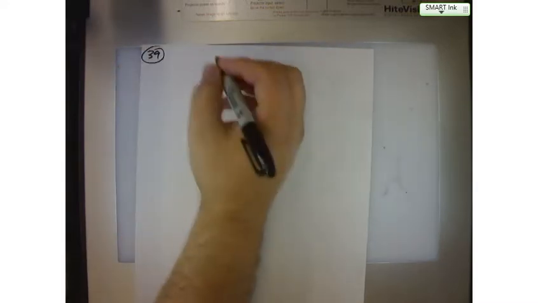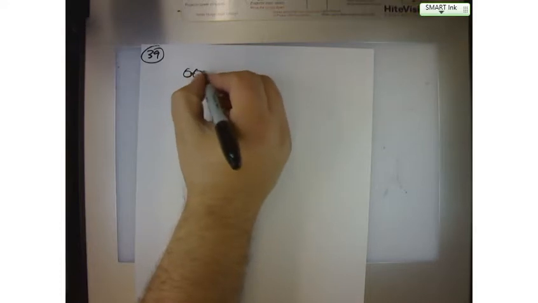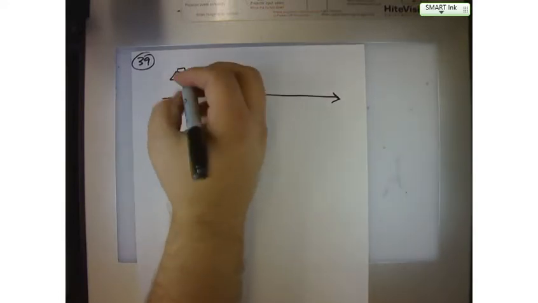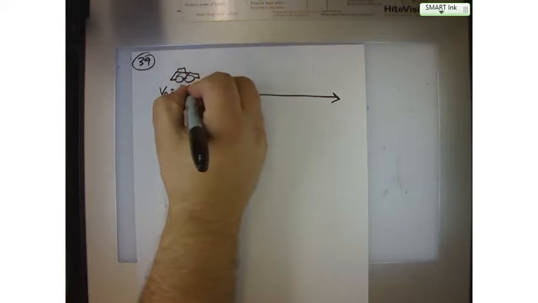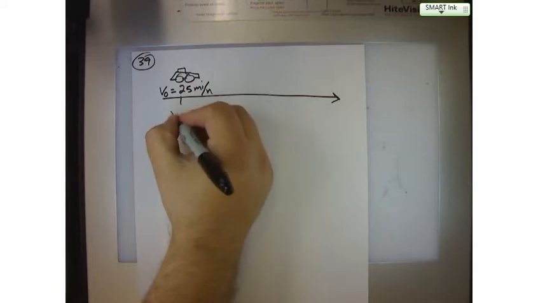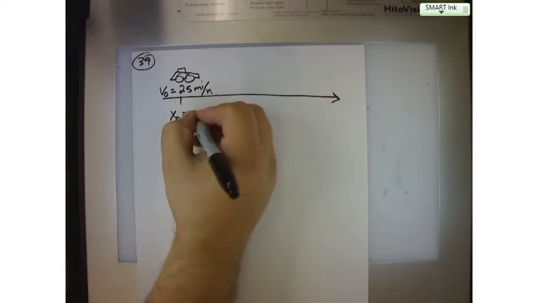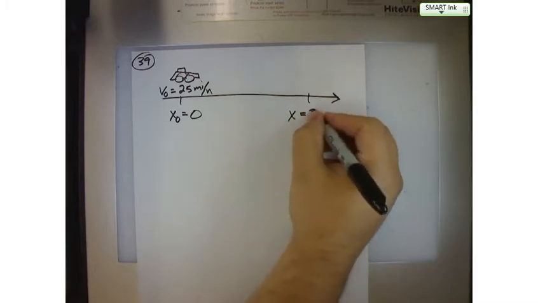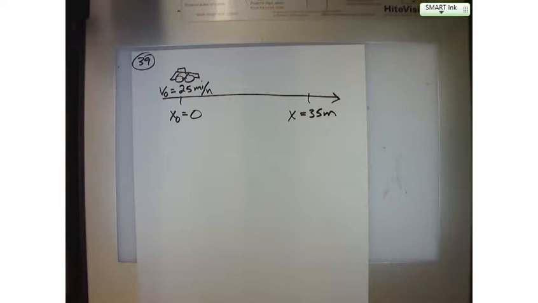Problem number 39 says that a car is already in motion. So here's my car, and its velocity is 25 miles per hour. Its initial position, even though they didn't give it to us, we can arbitrarily make 0, because we can start at 0 wherever we want. It says that it has to stop within 35 meters, so our final position would be 35 meters further down the road.